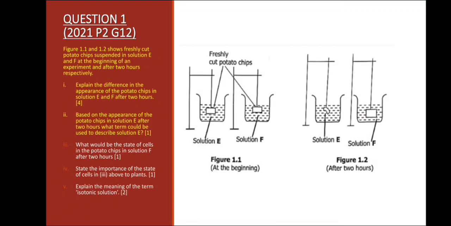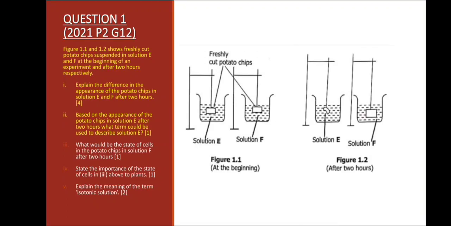Now, hypotonic solution will cause a cell to do what? To increase in size. It will cause a cell to gain water, because hypotonic solution is a type of solution which has got high water potential than the cell.